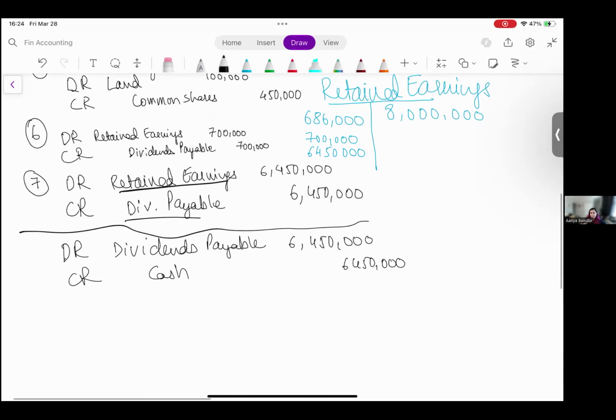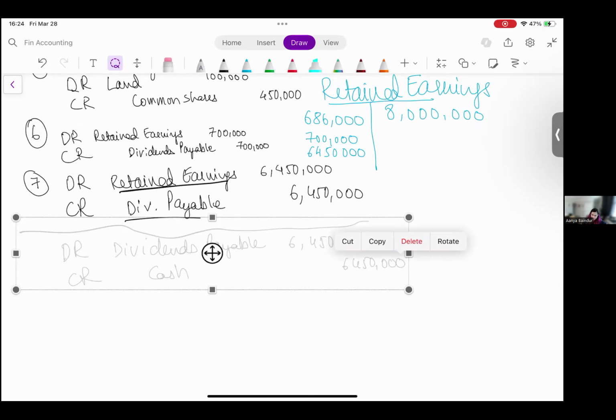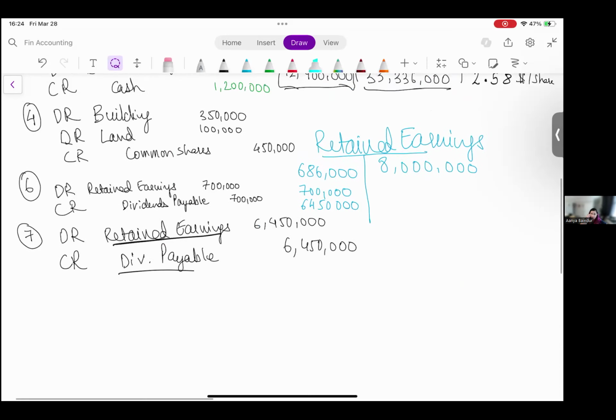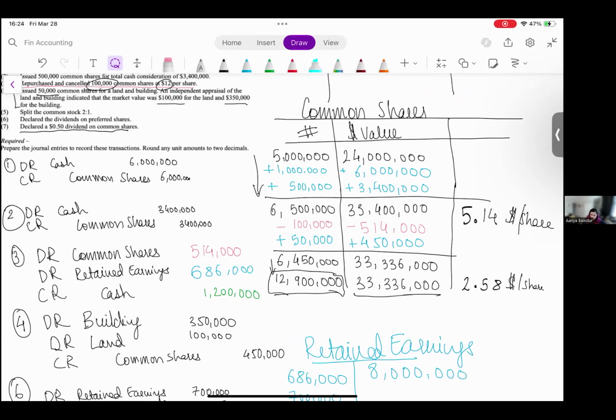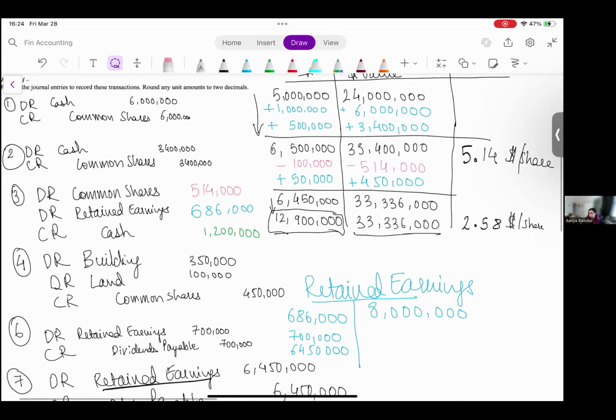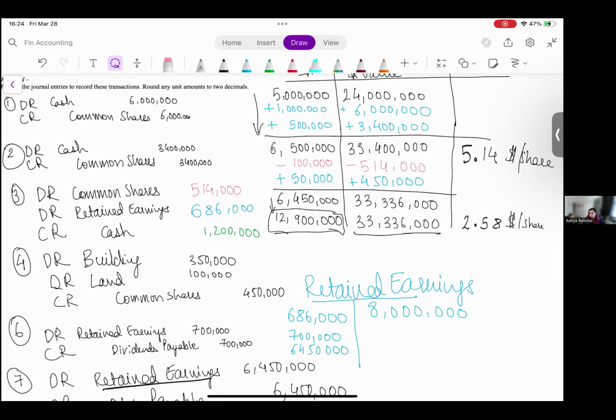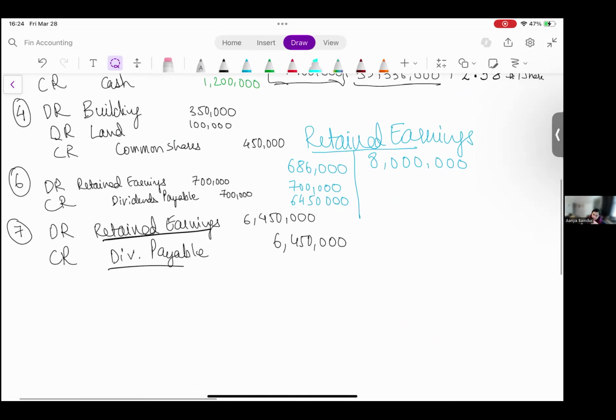But this question hasn't asked that, so let's just omit that for now. Okay, now that we have all the final balances, that's all that the questions asked us. But in our case, let's go ahead and also create a statement of shareholders' equity. I'll show you what that process looks like.